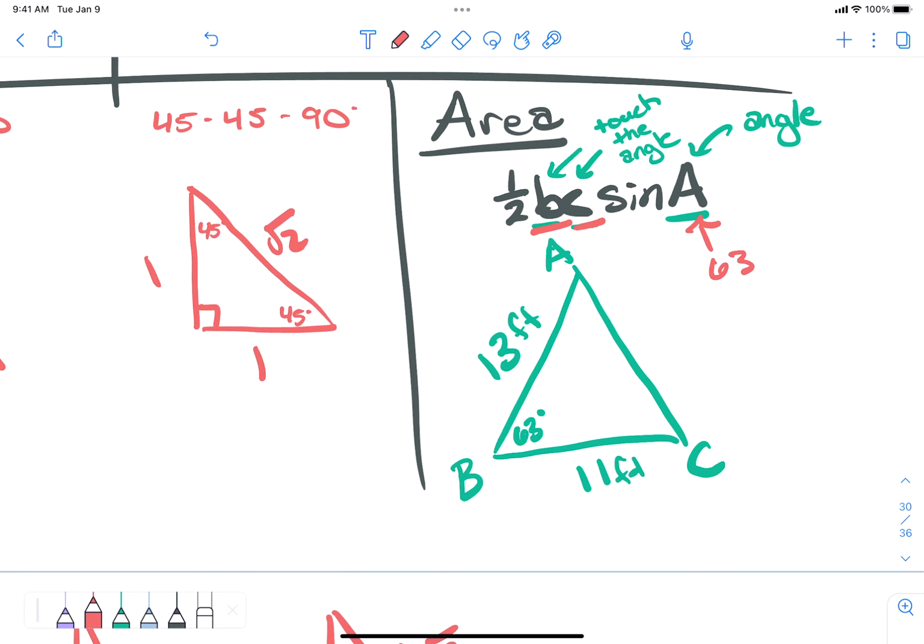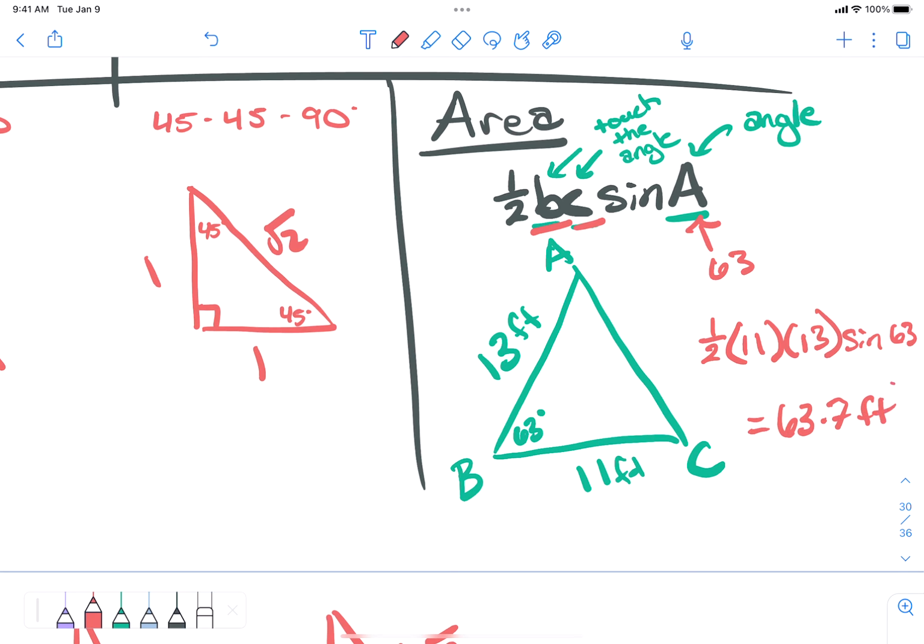I just know that the 2 sides that I have here have to be my 11 and my 13, and then I have sine of 63. And then I just plug it all in and figure out what that area is. I'll do it just so you have an answer if you're writing this example down. I'm going to use 0.5 instead of 1/2 when I type it in because it's just easier that way. Sine 63. And I get for an answer for an area 63.7, and that's feet squared. So something in that nature.